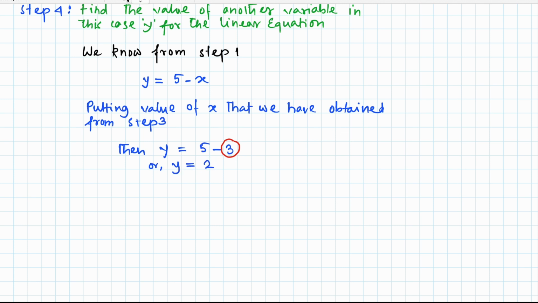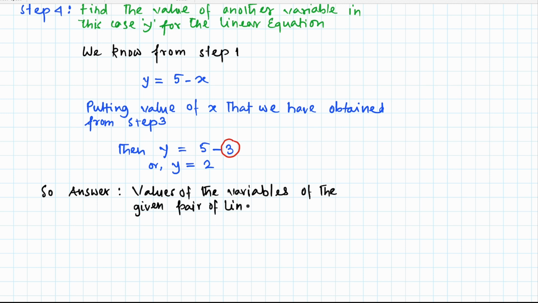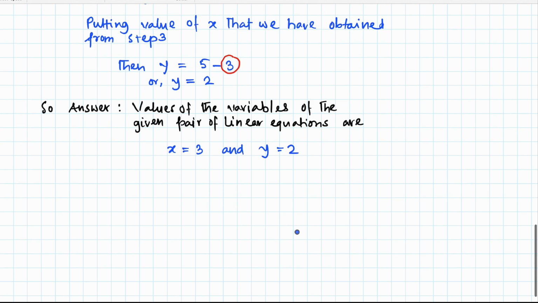So it's so simple. We only have to follow the steps. If you follow the steps correctly, you will get the answer. So the final values of the variables of the given pair of linear equations are, what are they? x equal to 3 and y equal to 2. So this is the final value.